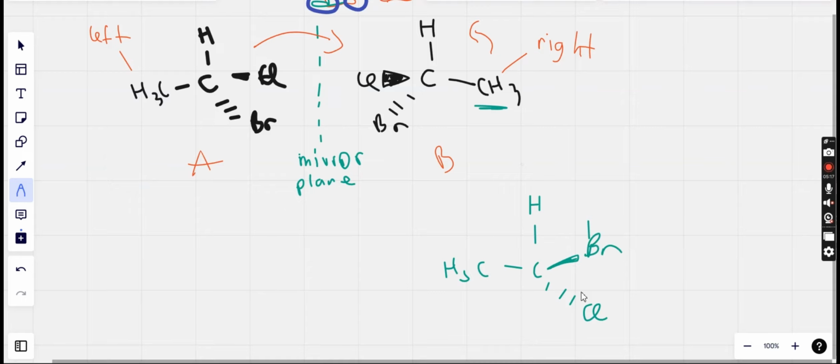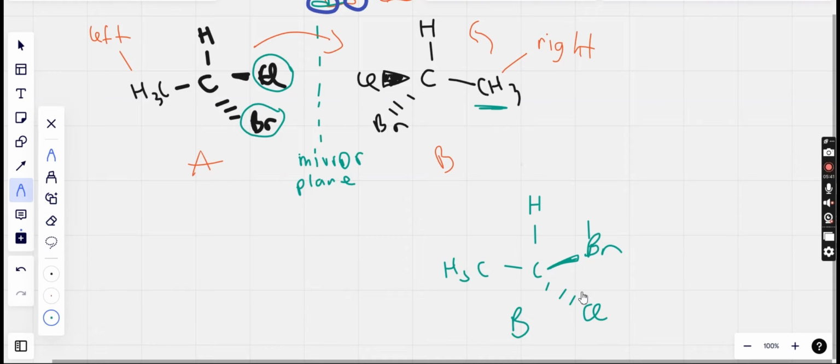And is this the same as A? It's not, right? Because in A, the one that's coming out is chlorine, but the one that's facing the back is bromine. So can you guys see a difference? In B, bromine is coming out, chlorine is going back, but in A, bromine is going back and chlorine is coming out.